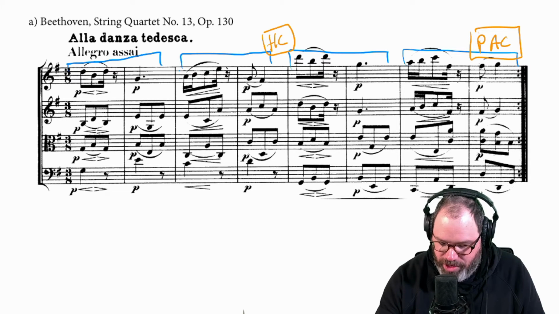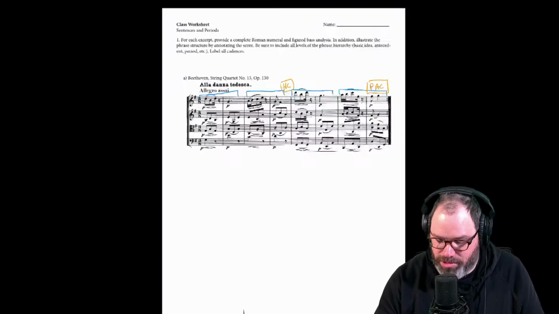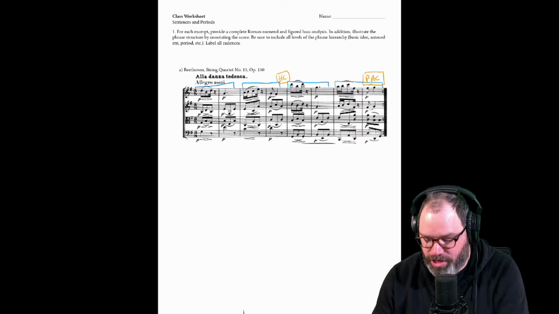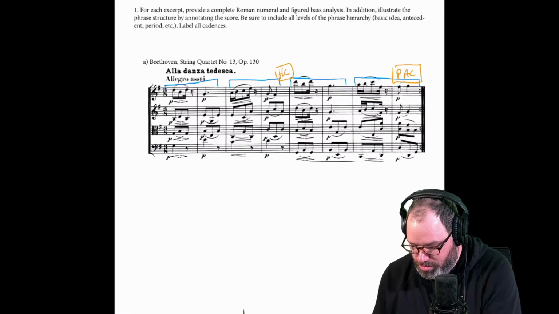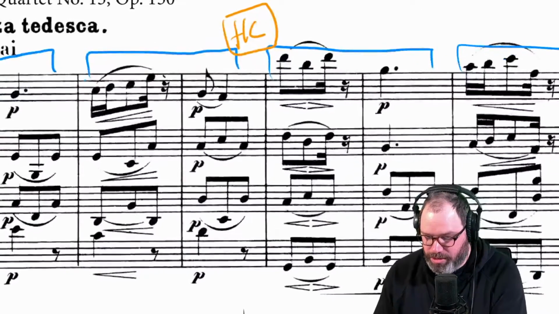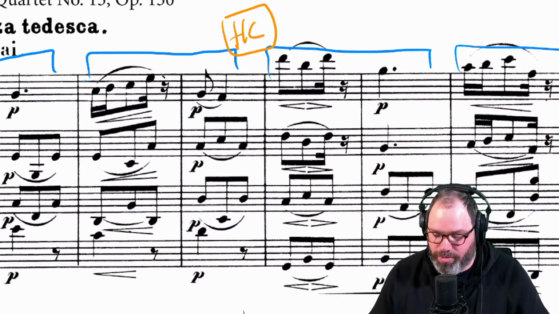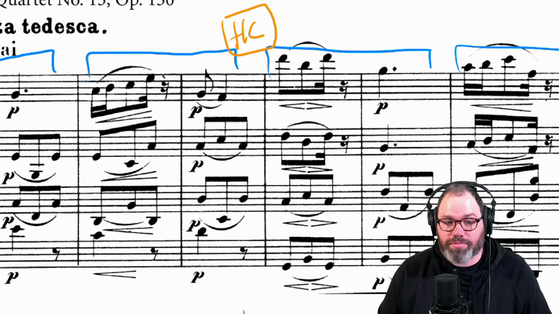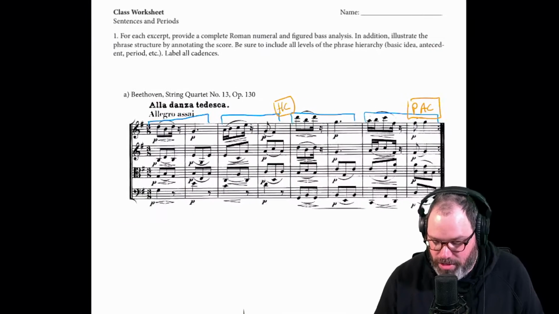And if we zoom in on that a little bit, there we go. Sorry, something was going a little weird with my iPad there. If we zoom in on that, we can see it's a dominant chord, right? There's a 5 there. Okay.